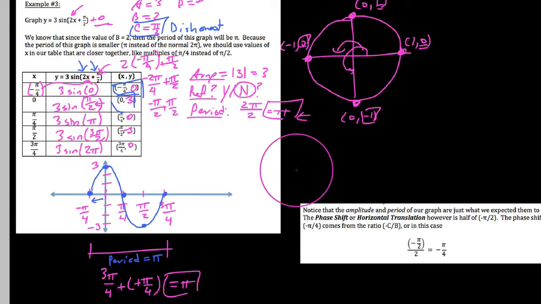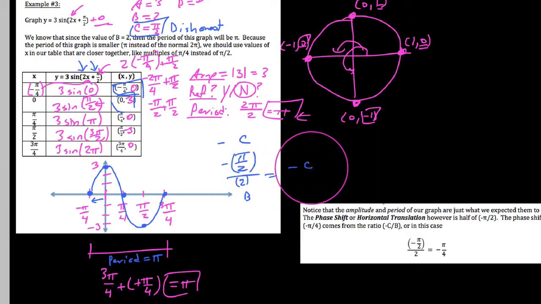The reason why is that we take what we expect, which, by the way, is pi halves, and then we divide it by b. So pi halves is what we expected. Divide this by b, and our b value here is 2. Another thing I want to mention is we would expect it to shift left pi halves, so this is going to be the opposite of pi halves. We put a negative in front because we expected it to shift left. So far we've written negative the c value over the b value.